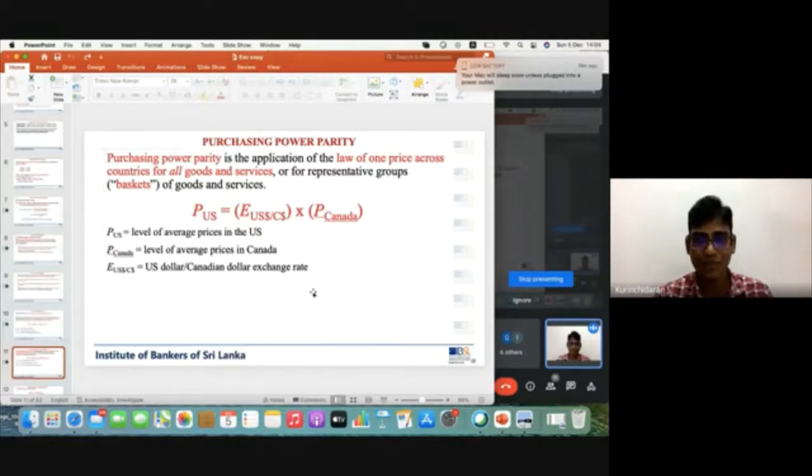If we are going to take any country-level decision, or manage our price level or exchange rates, this purchasing power parity is very vital for that kind of analysis. Is that okay?